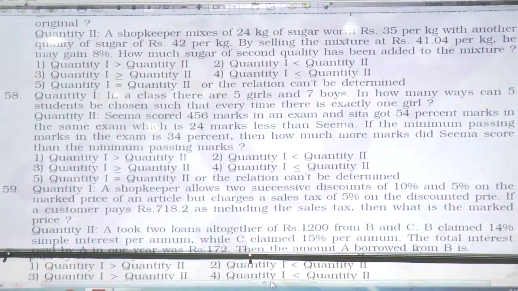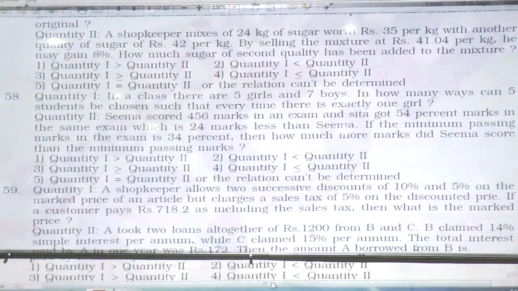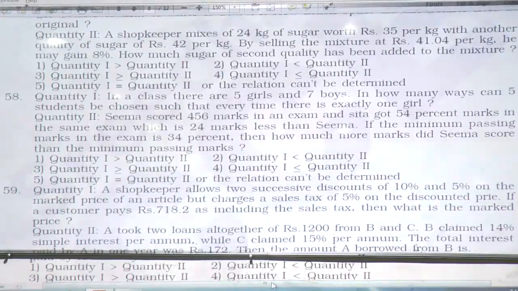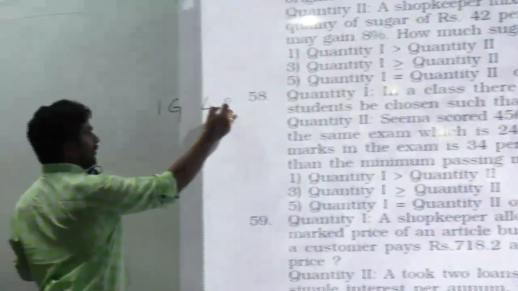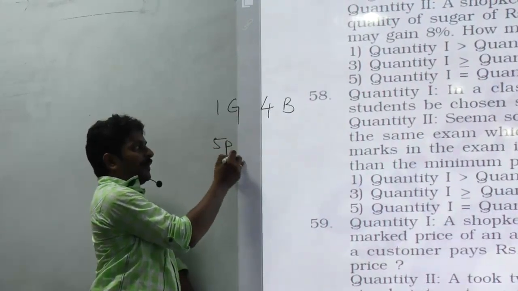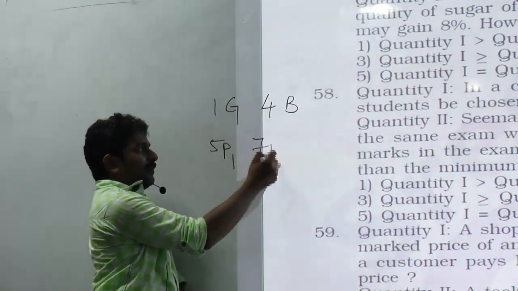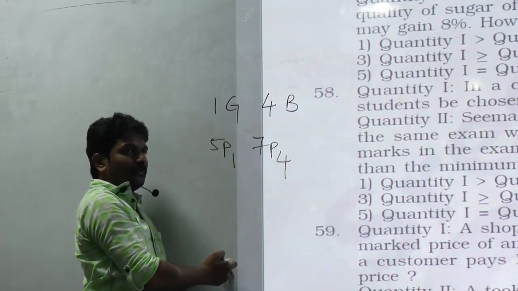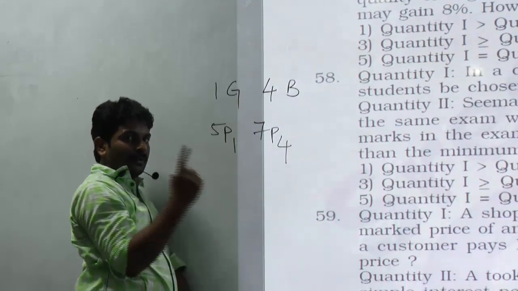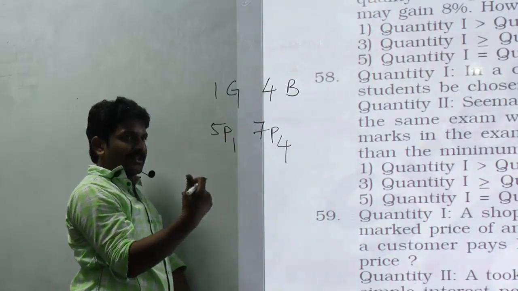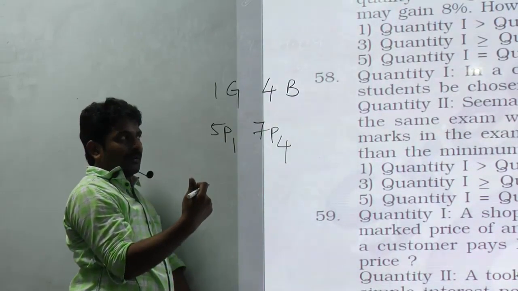5 students be chosen, and every time there is exactly 1 girl. If you are expecting 1 girl, the remaining 4 should be boys. This is 5p1, 7p4. There should be 1 girl out of 5. This is selection. See.